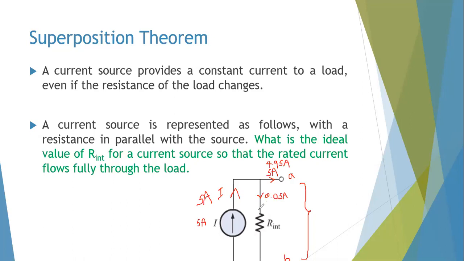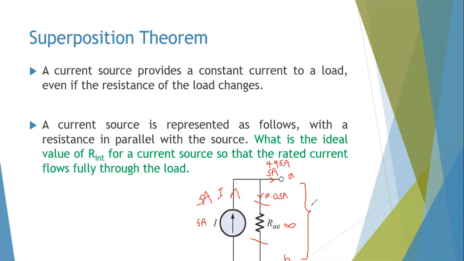If we consider this path here, where the current is flowing, the best resistance would have been to actually remove this, so this will be infinity. If your internal resistance is very high, so it doesn't take any current, then all this current will be flowing here. So the ideal value for our current source would be infinity, a very large value so that it doesn't take any current here, and the majority of current actually flows through your load.